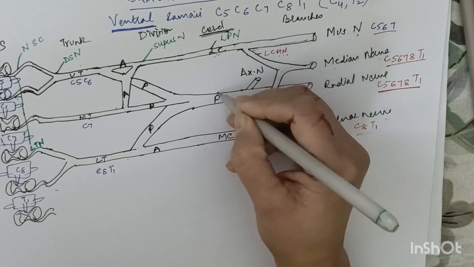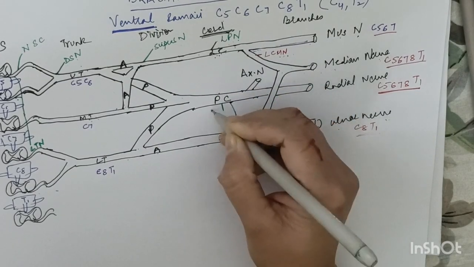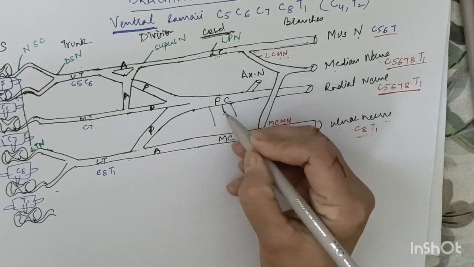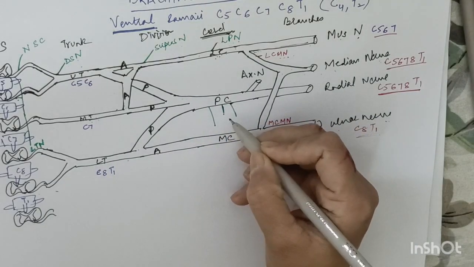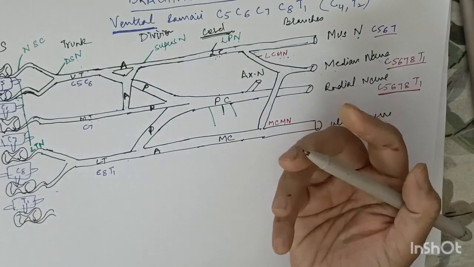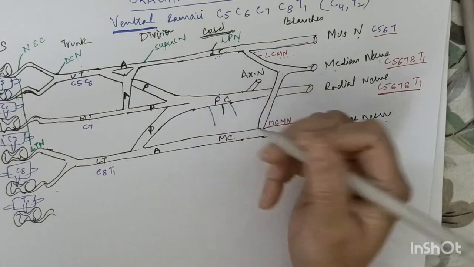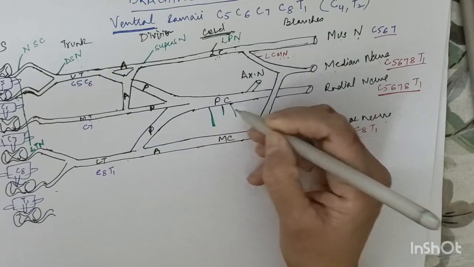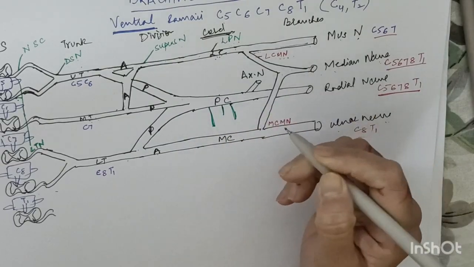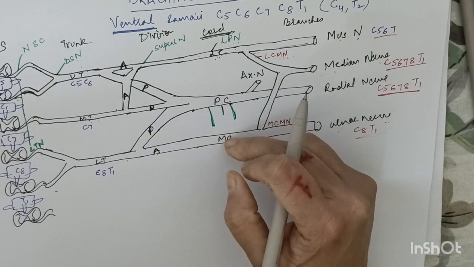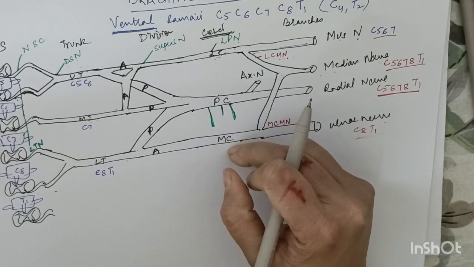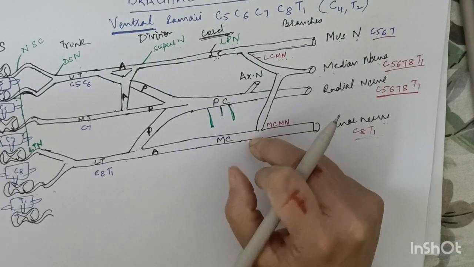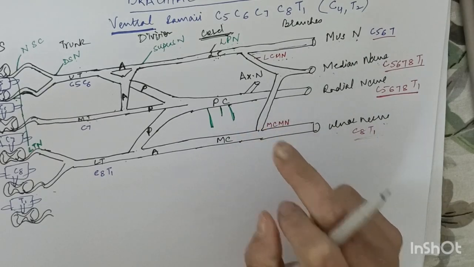Now herein also three of them are coming out. The nerve to latissimus dorsi, which is the thoracodorsal nerve, is arising from the posterior cord. It is also giving the upper subscapular and lower subscapular nerves. The upper and lower subscapular nerves supply the subscapularis muscle as well as the teres major muscle.